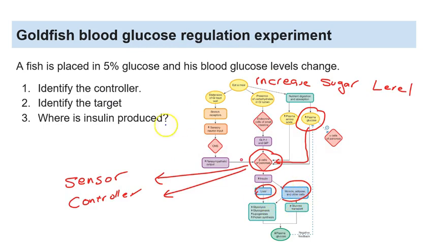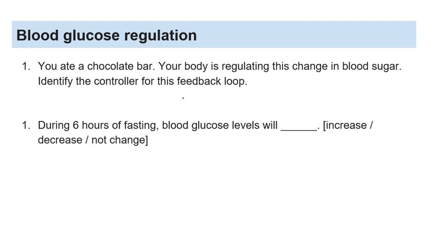So we have the target for the insulin as liver, muscle, fat tissue, and also all body cells. They have receptors for insulin. Where is insulin produced? Obviously in the pancreas by beta cells.